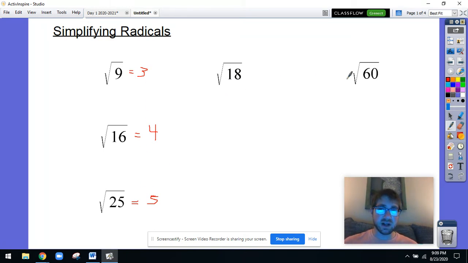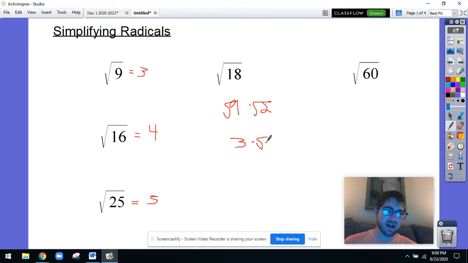However, you might also run into some problems like this. And for these, I'm fairly certain that there's no number you can multiply by itself to get 18, not a whole number anyway. But I do know that 18 is the same thing as 9 times 2, right? And one of those numbers is a perfect square. It's 9, right? So the square root of 18 is the same thing as the square root of 9 times the square root of 2. And we just talked about what the square root of 9 is. It's the regular number 3.